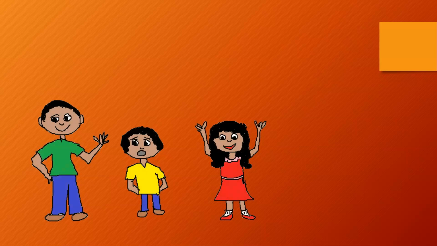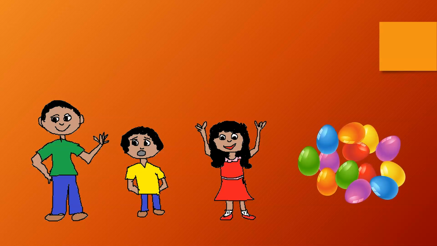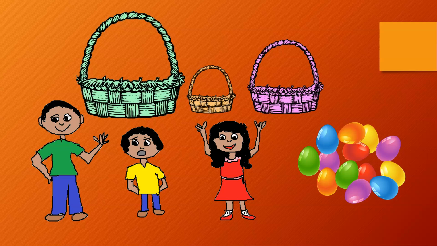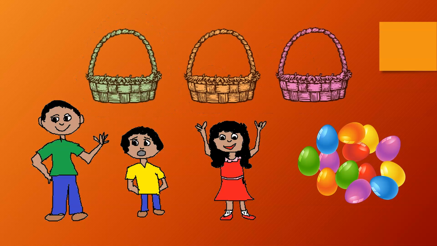Suppose you need to organize an Easter egg hunt for 3 kids. You've got the eggs, but you don't have their baskets yet. So what would you rather choose? 3 baskets that are completely different sizes, or 3 baskets that are the same size?